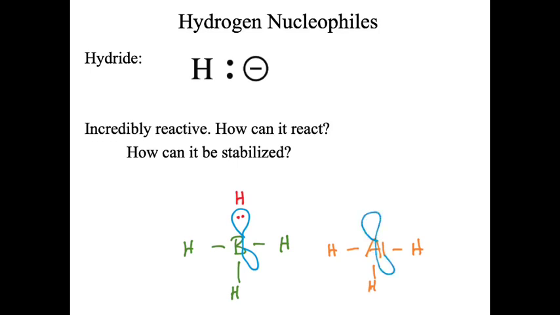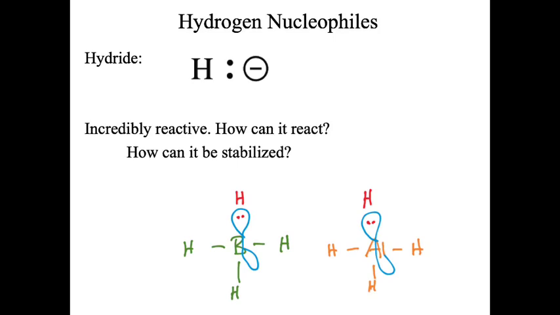There's our same goofy looking p orbital. What's the difference between those? Aluminum is much bigger, which means where's that p orbital holding those electrons? Much further from the nucleus, which means that hydride is now less stabilized by the aluminum, which means that hydride is now more reactive. When we look at these two reagents, borohydride versus aluminum hydride, the aluminum hydride is much, much more reactive.